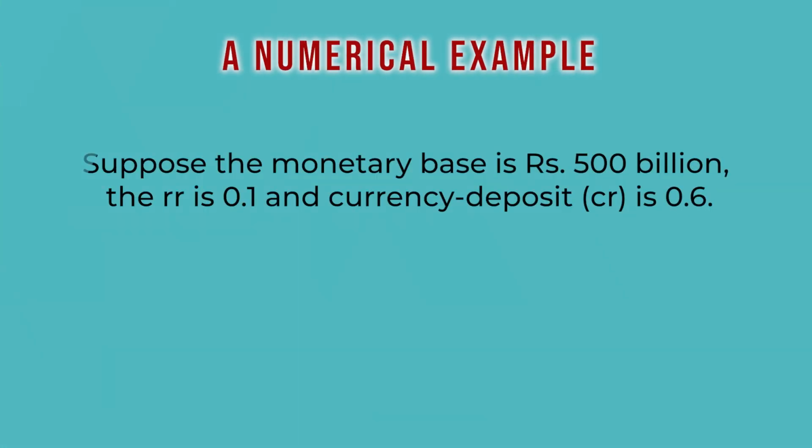So we find that monetary base also has another name, because it has the capacity to create more, a multiplicative effect, and so it is called high-powered money. I have taken a very simple numerical example to help you understand this. Suppose in an economy the monetary base is around 500 billion rupees. The reserve deposit ratio is 0.1 and the currency deposit ratio is 0.6.